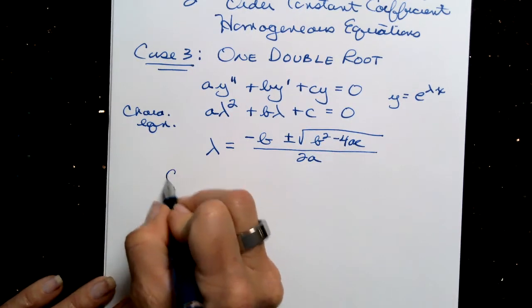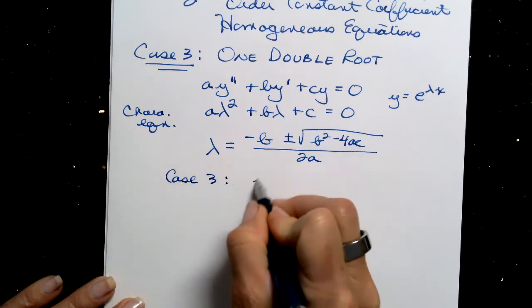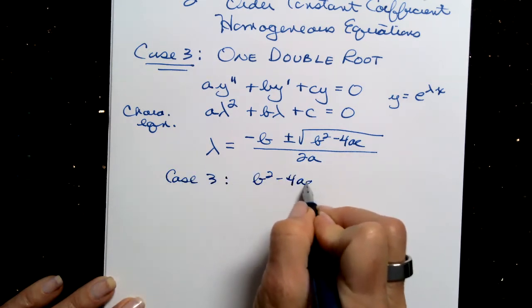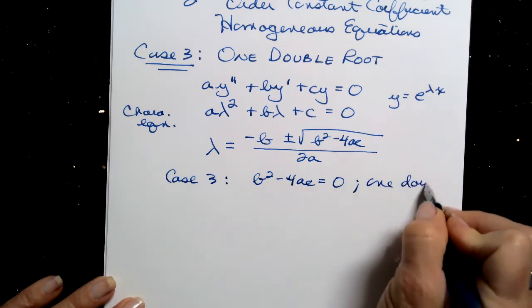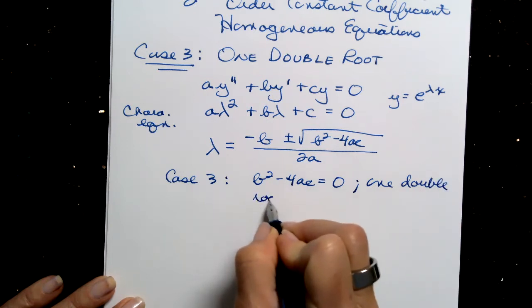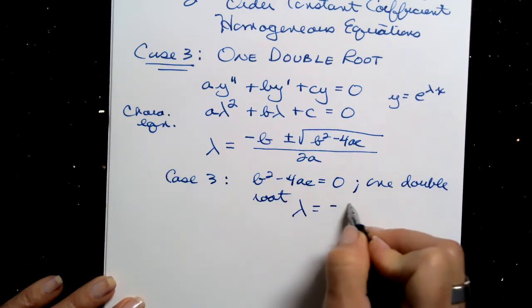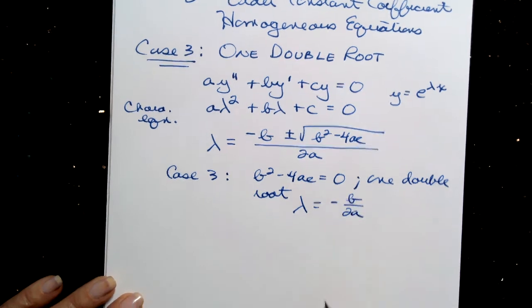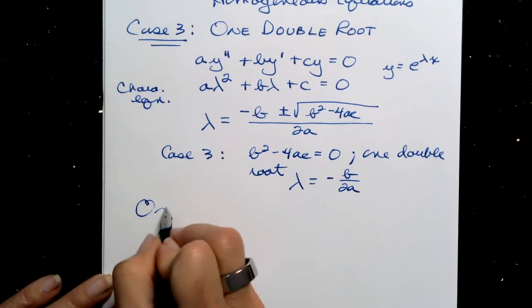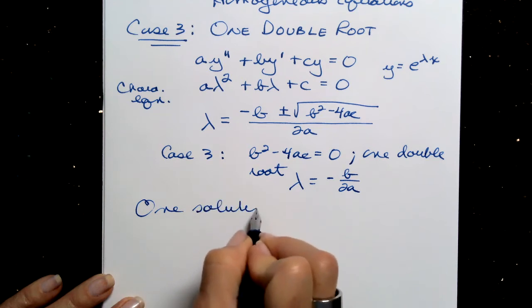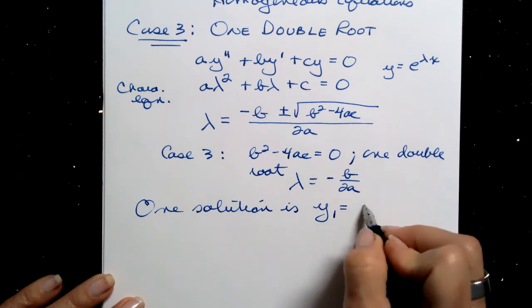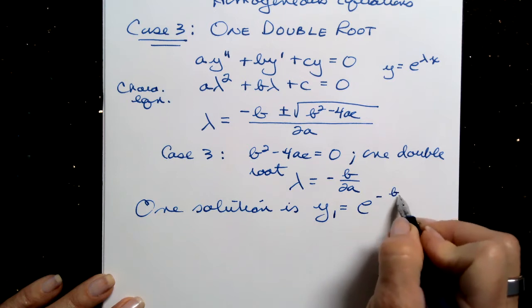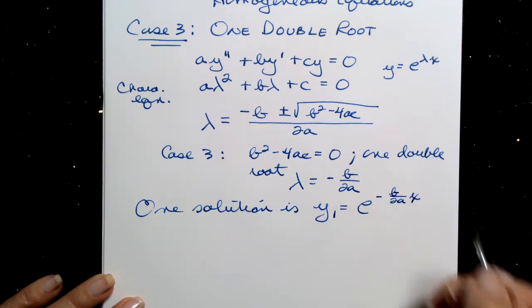And today, in case 3, we look at the case where b squared minus 4ac equals 0, so we get one double root, and that is lambda is equal to minus b over 2a. So clearly one solution is y1 of x is equal to e to the minus b over 2a times x.